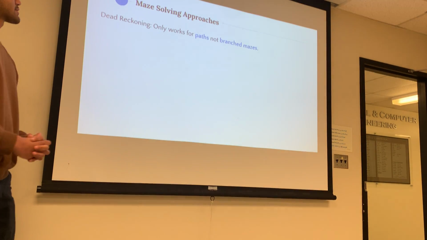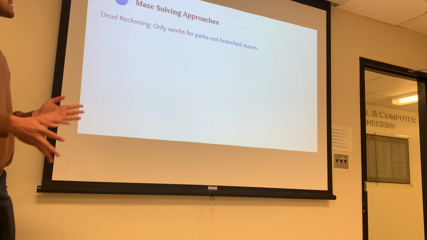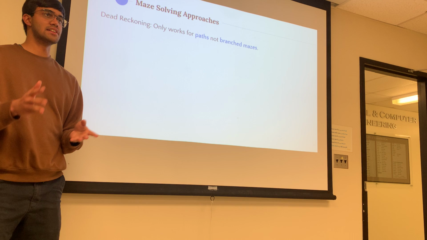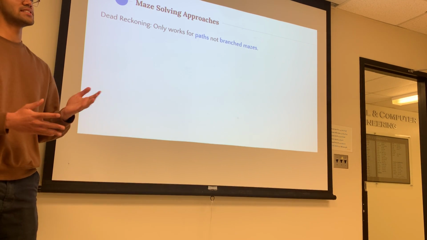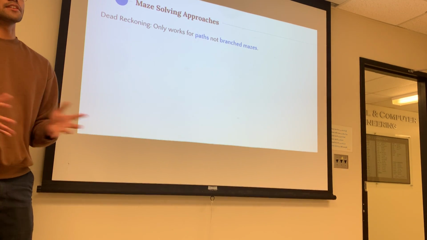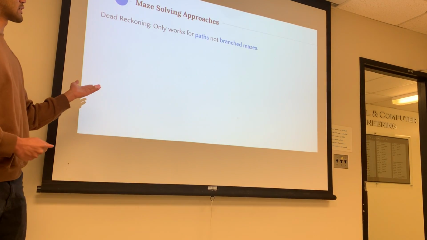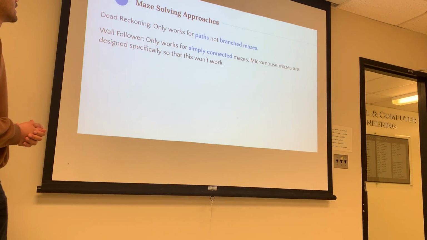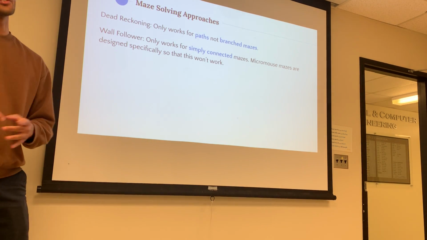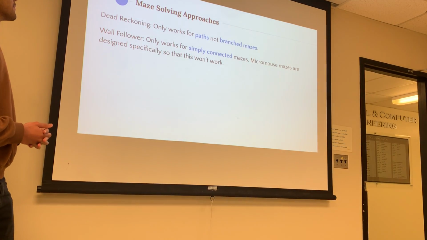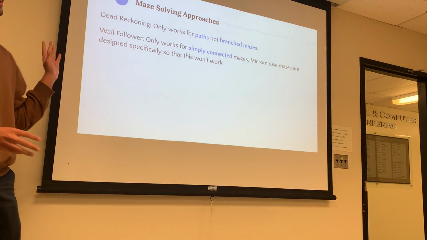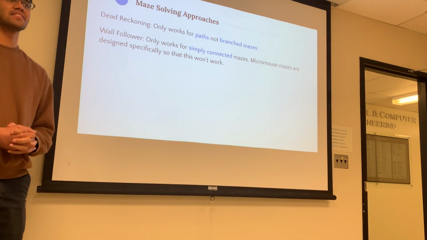Dead reckoning only works for paths and not branched mazes. What this means is that dead reckoning goes straight until it hits a wall, right? So say there's a left turn in the middle of that straightaway, then it will never take that left turn, even if that's the way to solve the maze. Therefore, it only works on paths and not branched mazes. And wall following only works for simply connected mazes. What this means is that there are no loops. You can mathematically prove this if you wanted to. But our mazes are designed such that neither of these methods will work. So if you try and run these two methods, you will never solve the maze.